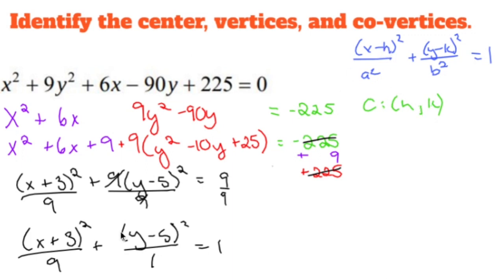So if negative h is equal to negative 3, then h is going to equal positive 3. Wait, negative h is equal to positive 3, so h is negative 3. That changes a whole lot if I don't do that. Negative k is equal to negative 5, which means k is 5. There's my center.